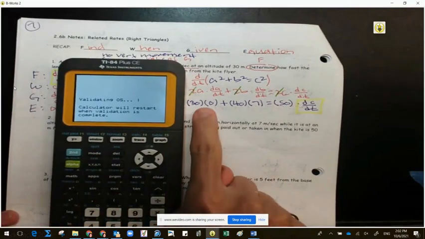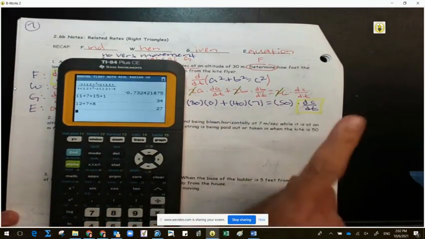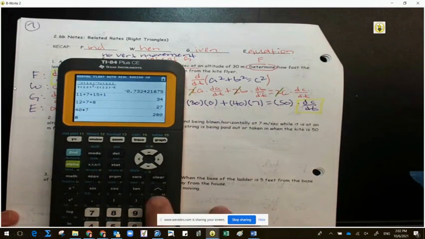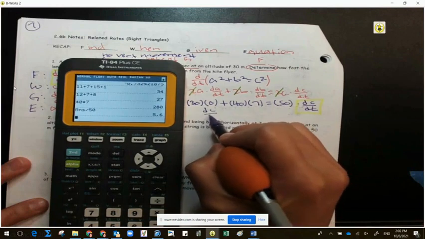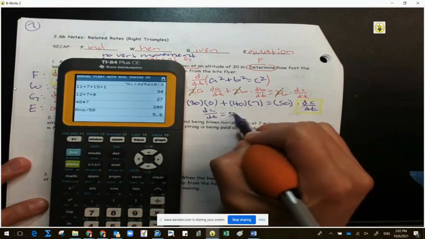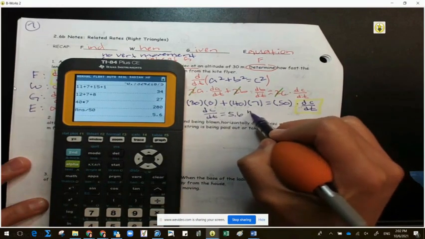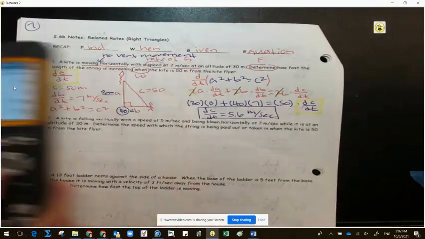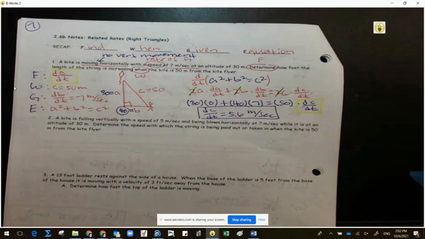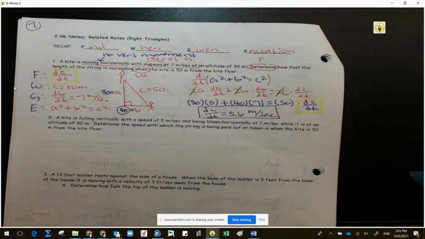I'm going to do some shortcuts on the calculator. Since I know multiplying by 0 doesn't matter, could I do 40 times 7 and divide it by 50? Yeah. So that's going to give us dC over dt is equal to 5.6, in meters per second. And what makes sense is, as it's moving horizontally, the string has to be let out a little more at a time. It makes sense that it is increasing in the positive direction.